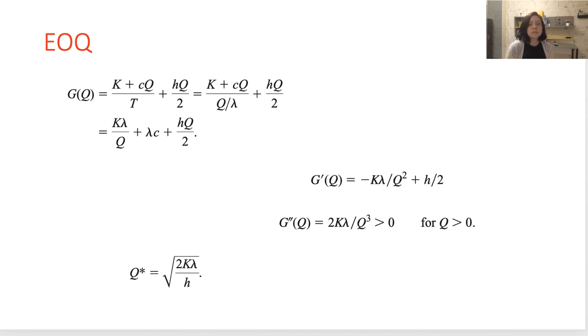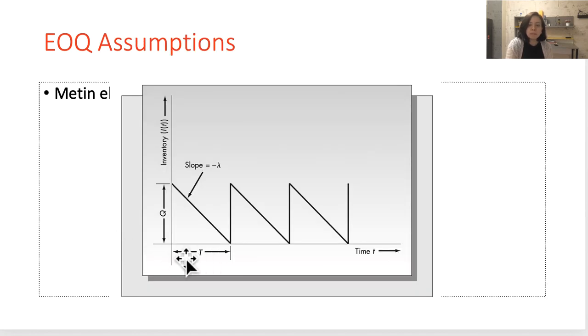Let's calculate the total cost in the EOQ model. As I mentioned, we consider two different types of cost in the EOQ model: holding cost and order cost. Firstly, we know that our order cost has a setup cost K plus variable cost multiplied with the amount of order. So to be able to find the order cost per unit time, we divide this cost by T. T is the time between two orders.